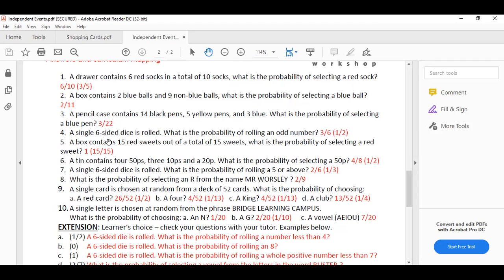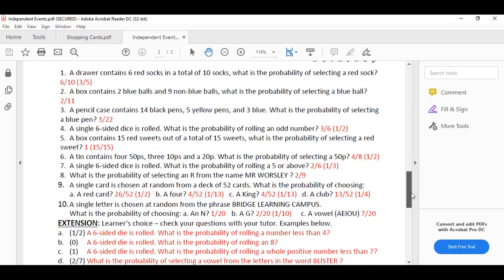Number 4, a single 6-sided dice is rolled. What is the probability of rolling an odd number? Well, you've got 1, 3, and 5. So that's 3 chances there out of 6. Of course, 3 is half of 6, so we can make that a half. Always simplify your probability answers.